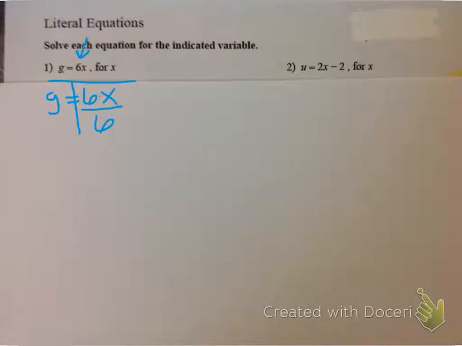If you divide by 6 on this side, you also have to divide by 6 on the other side. We know that 6 divided by 6 means 1. Okay. So we have now x, and on the other side, we have g divided by 6.